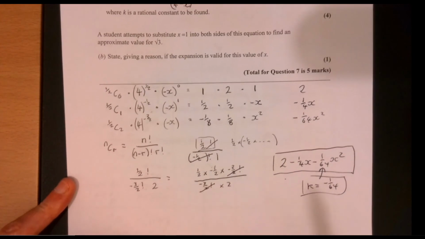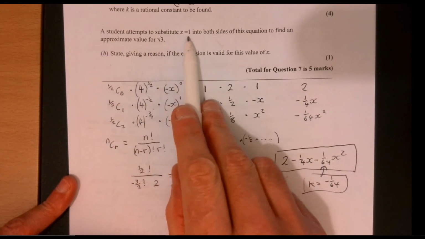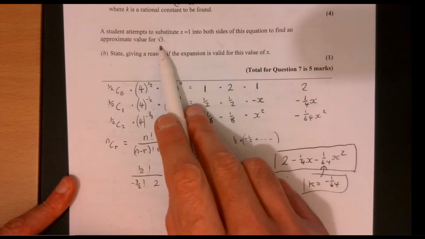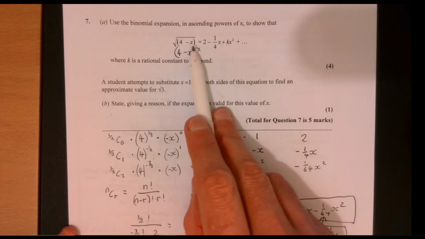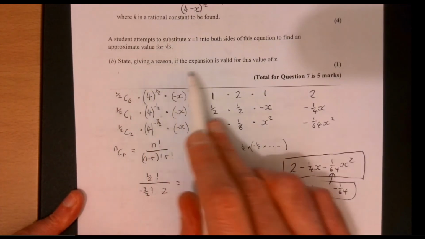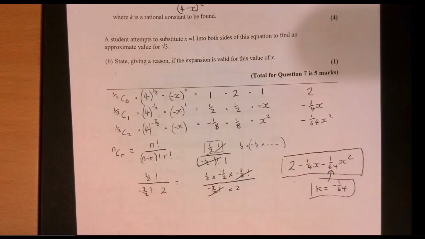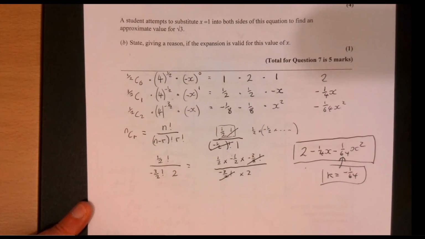Now, the last part of the question says a student attempts to substitute x equals 1 into both sides of this equation to find an approximate value for root 3. That kind of makes sense, doesn't it? So 4 take away 1. State, giving a reason, if the expansion is valid. So what makes it valid?